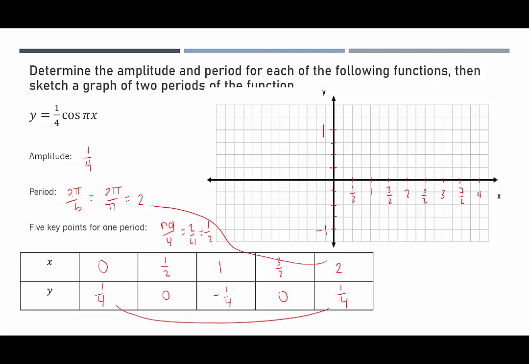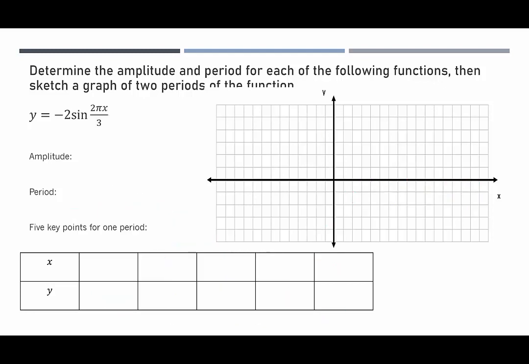So we're starting at 1/4, which would be right here, going down to 0, down to -1/4, back to 0, back up to 1/4, back down to 0, back down to -1/4, 0, ending at the top. Nice smooth curve to connect these points. And thus we have our cosine graph.